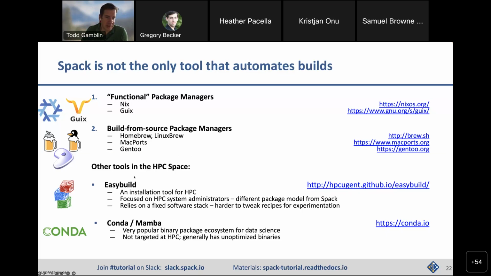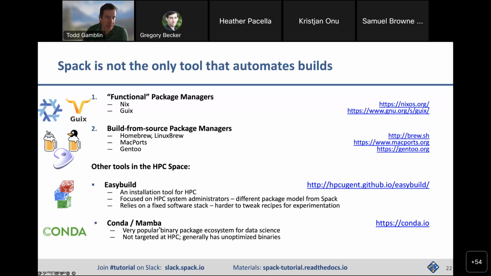Other tools in the HPC space are EasyBuild. That's probably the most direct competitor to Spack. You can check it out there. It's from the folks at University of Ghent. It's mostly an installation tool. It doesn't have quite as many of the management features that Spack has. And it's sort of focused more on HPC system administrators than Spack. We're trying to target all these different users. But check it out if you are looking for a comparison.